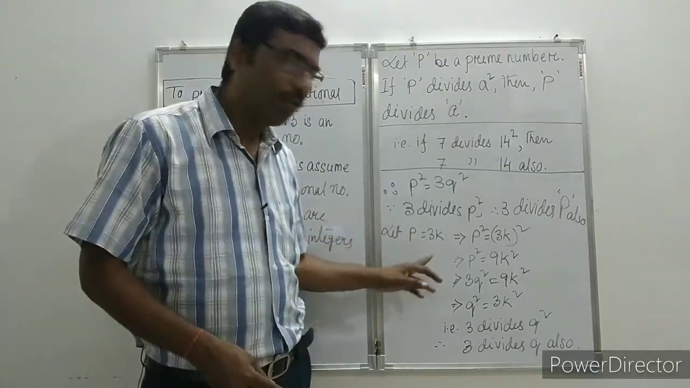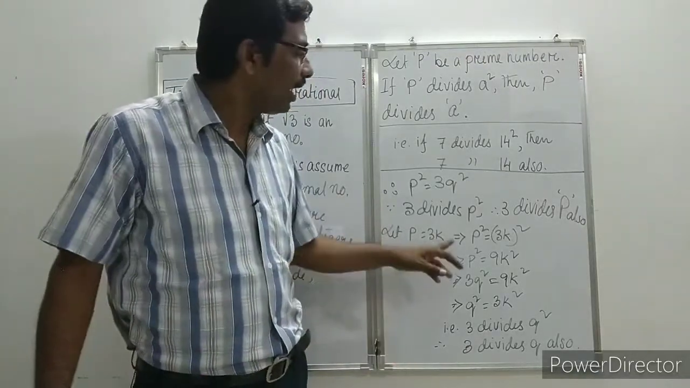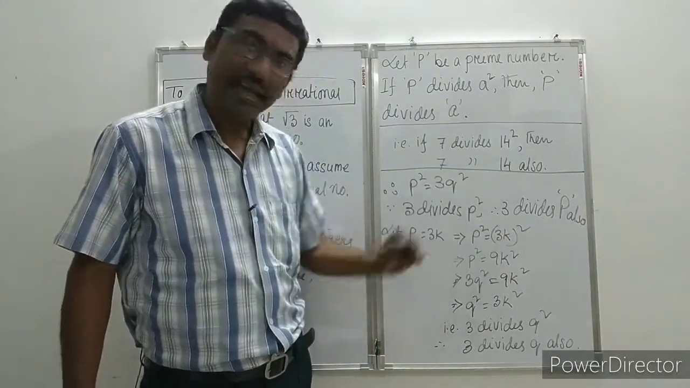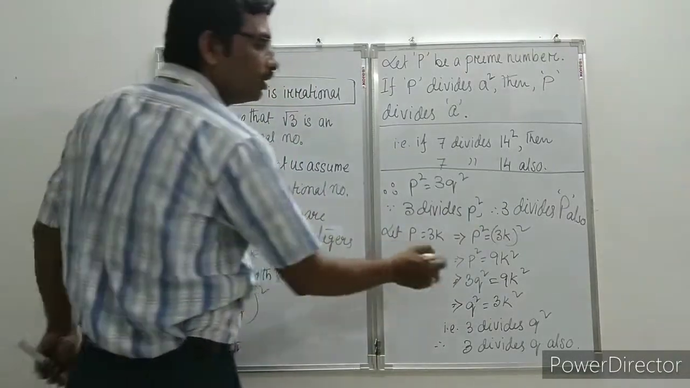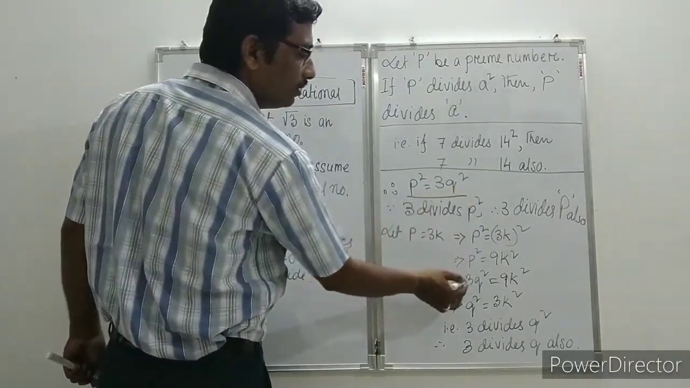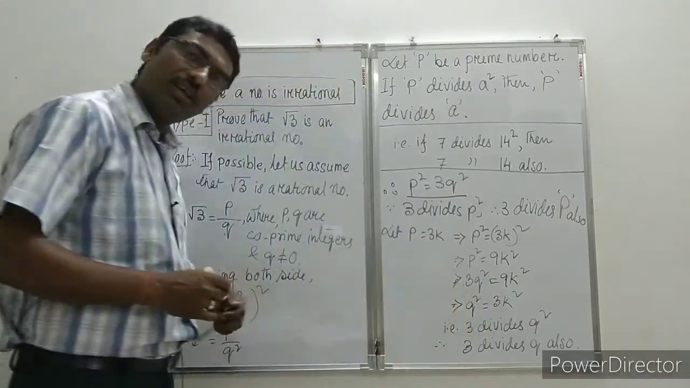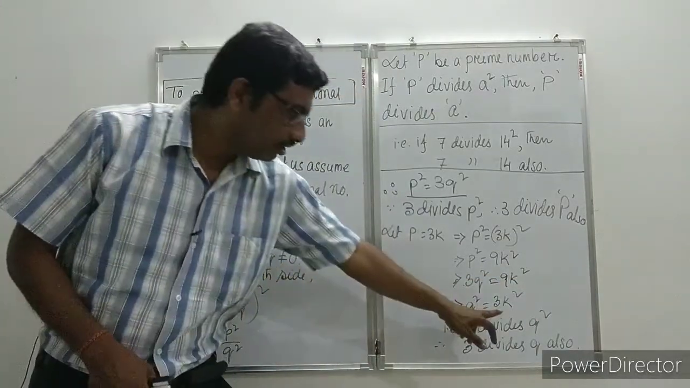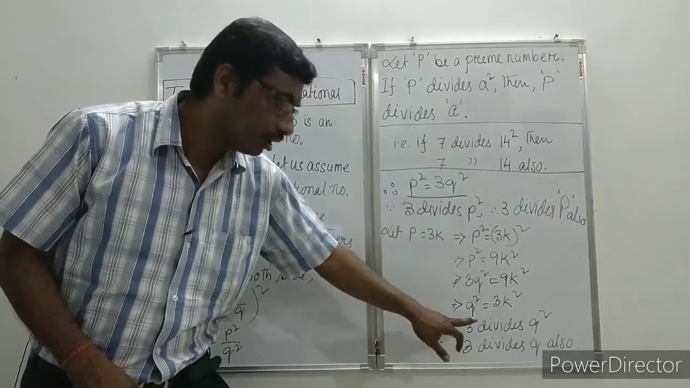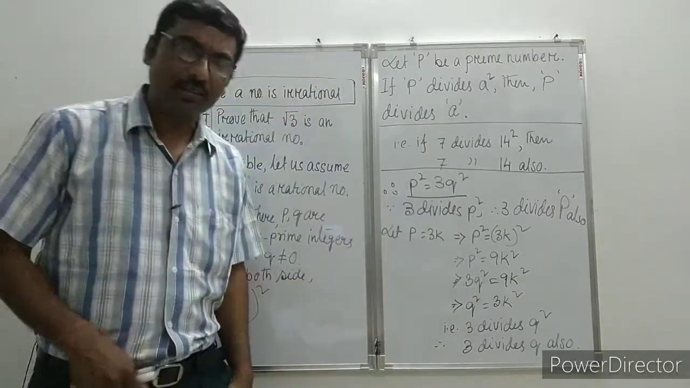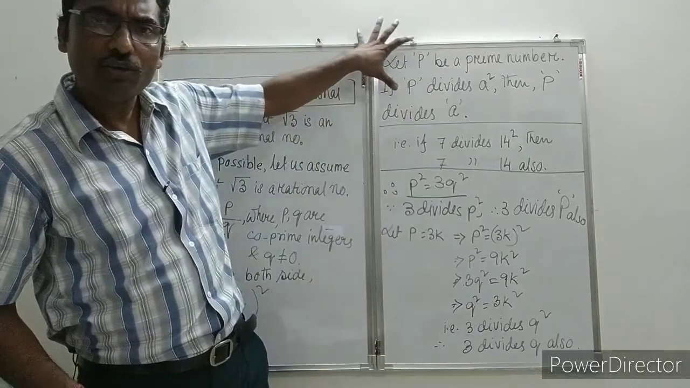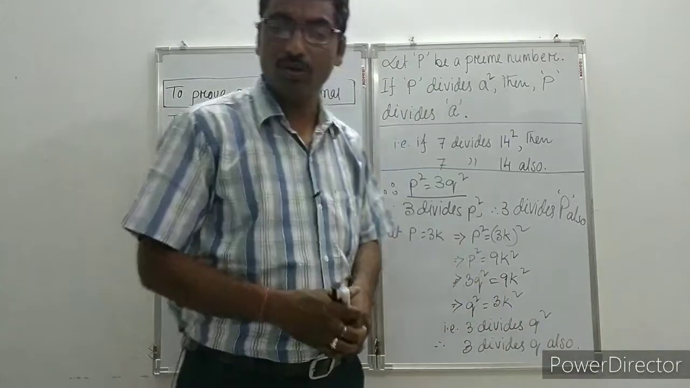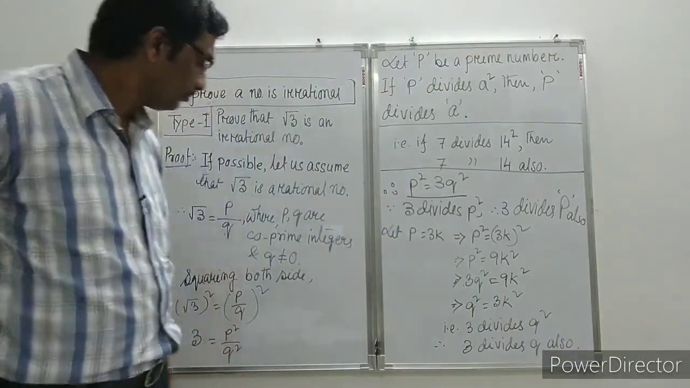Now if I take p equal to 3k, again squaring both sides, p square equals 3k whole square, so it becomes 9k square. Now putting the value of p square as we got earlier, 3q square, we see q square is equal to 3k square. What does it mean? That 3 divides q square, or q square is divisible by 3. So if 3 divides q square, by our theorem, 3 divides q also.